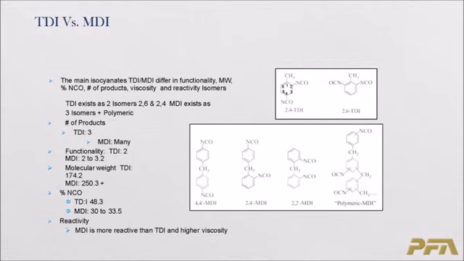For MDI, it's usually at least 2, but often it's higher than 2, and typically can go up to about 3.2. As a result of the differences in the molecular weight, it will affect the percent NCO. So you can see TDI has a higher percent NCO.